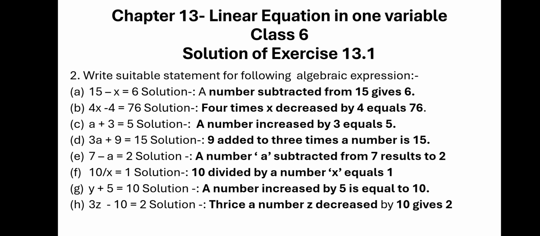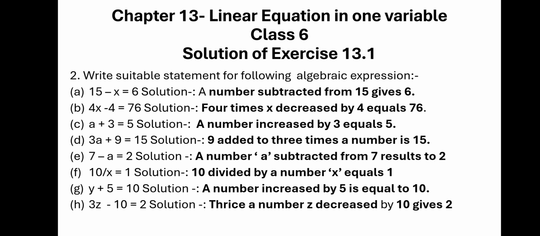Then E question. 7 minus a equal to 2. The solution of that is a number a subtracted from 7 results in 2. 10 divided by x equal to 1. I have just written the statement that way: 10 divided by a number x equals 1. y plus 5 is equal to 10: a number increased by 5 is equal to 10.